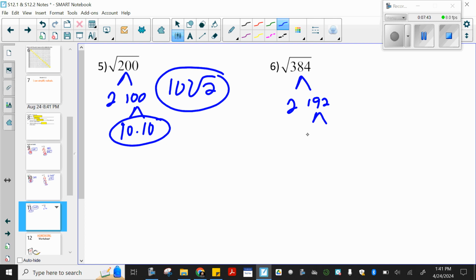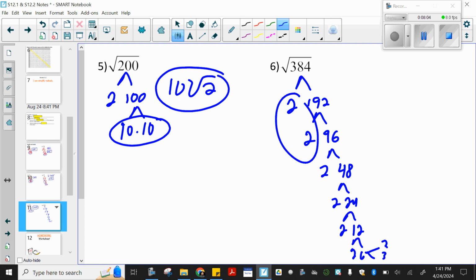384. 2 times 192. 2 times 96. 2 times 48. 2 times 24. 2 times 12. 2 times 6. 2 times 3. So we got 1, 2, 3. So there's 8 times the square root of 6.